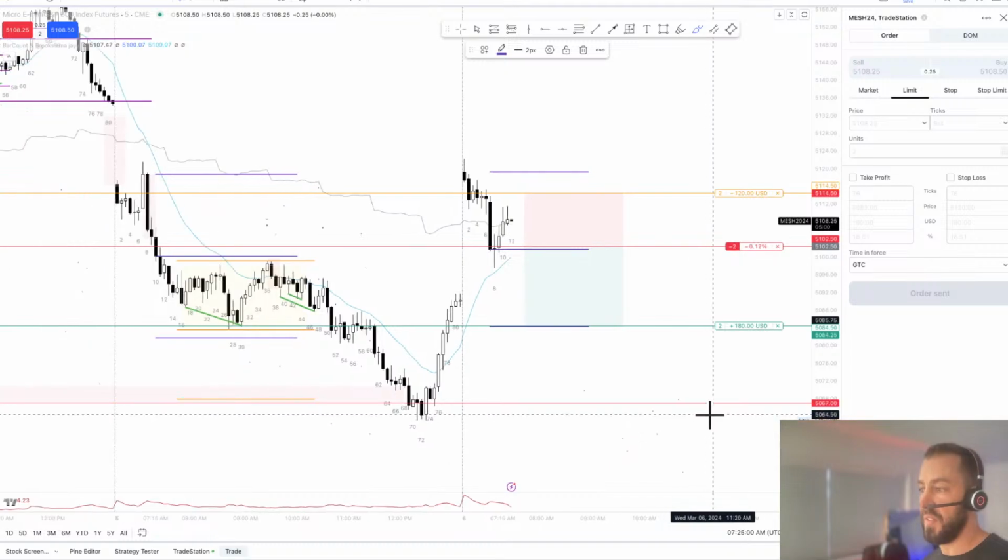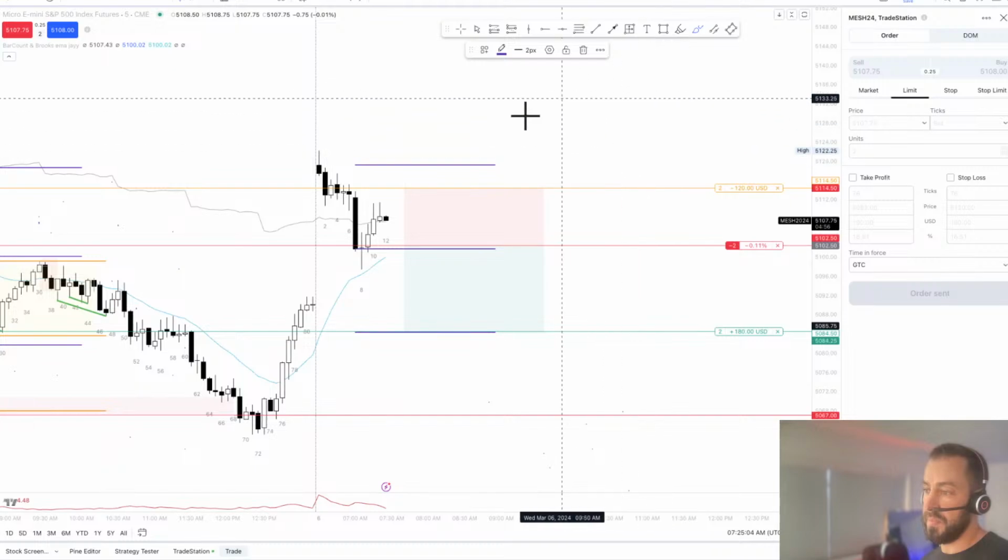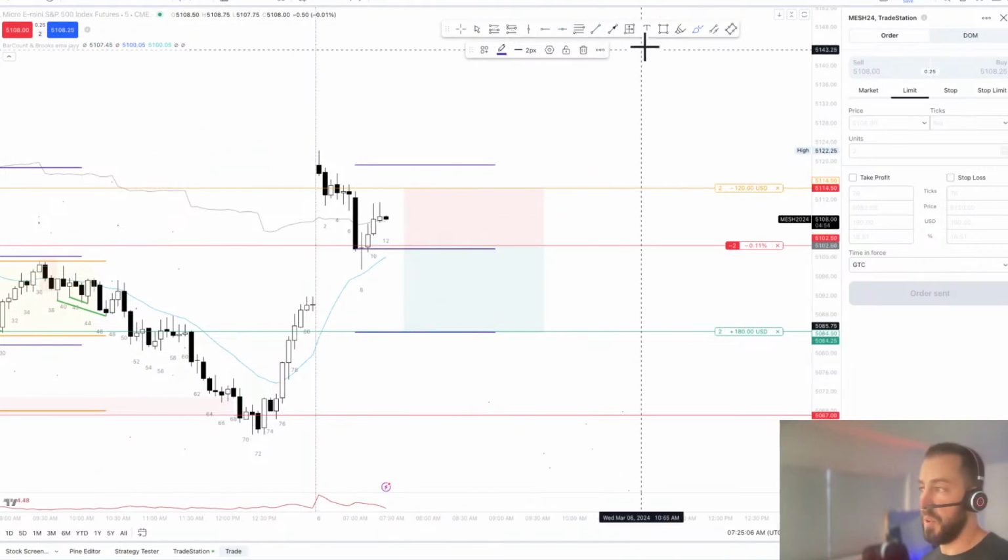So we're just looking at the 15-minute. Now we're back to the 5-minute. So what do I see? I see the bulls losing momentum there.